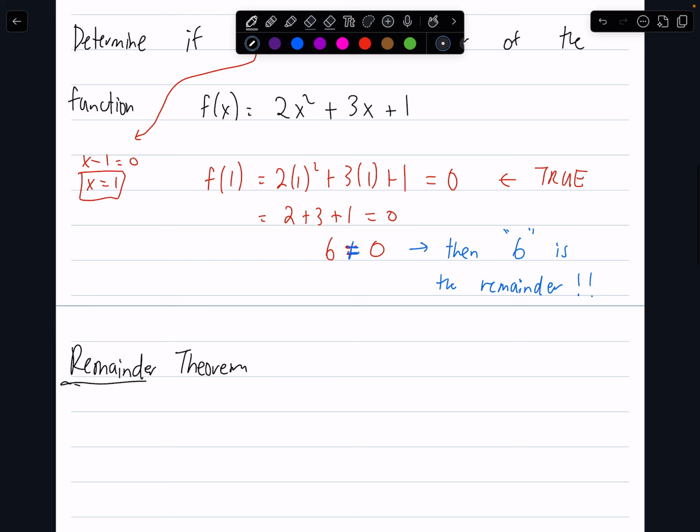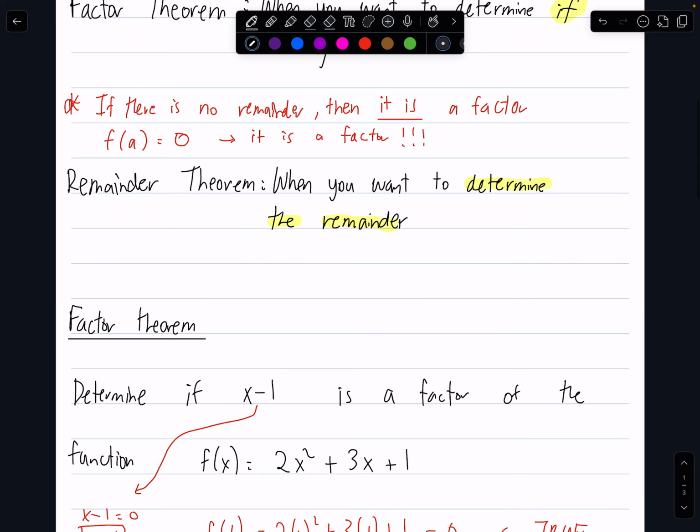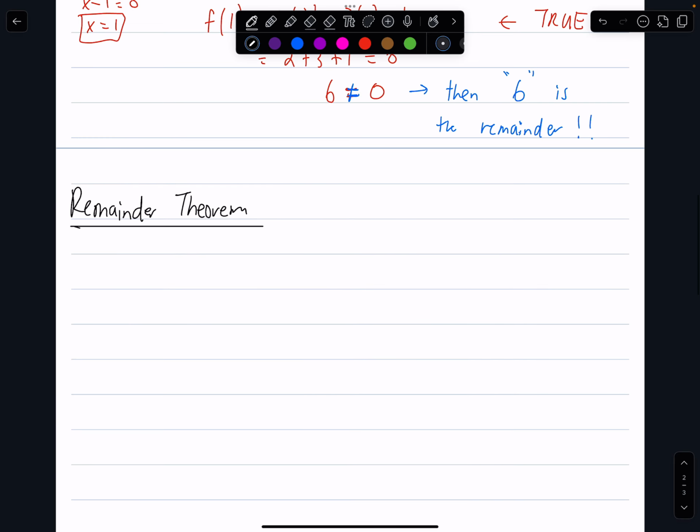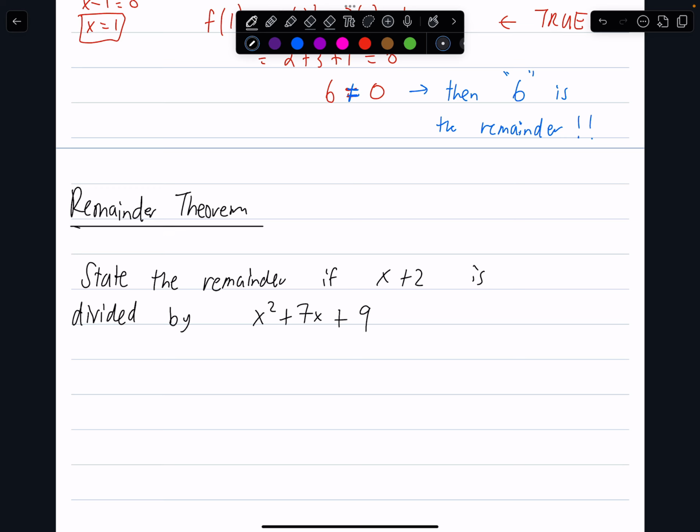Remainder theorem, let's look at the definition. It's when you want to determine the remainder. So let's say it gave you a function and it said, state the remainder if x plus 2 is divided by, let's say, the function x squared plus 7x plus 9.